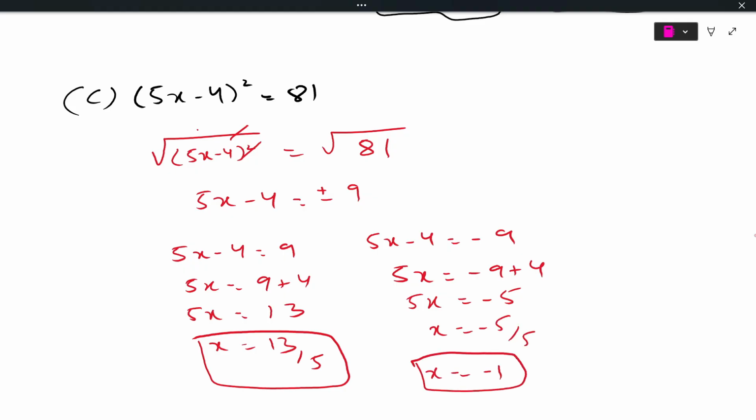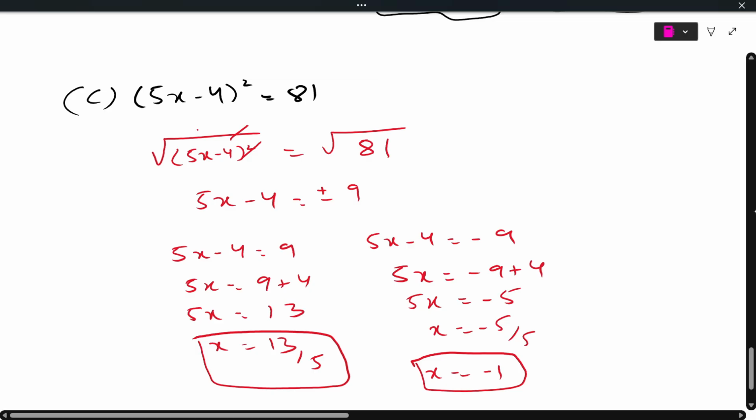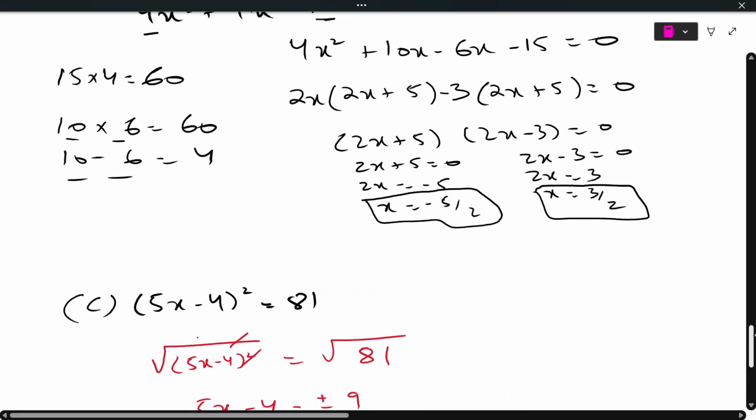So this is the solution for part number C, and as you can see, this one is much easier, much simpler, and much more straightforward. You just take the square roots and simplify. First you take a value with positive 9 and then a value with negative 9, because whenever you remove the under root, you have one value in positive and one value in negative, something we have already discussed in our previous classes. So we have two values of x now, minus 1 and 13 over 5. The point is that this is another way of solving these questions.